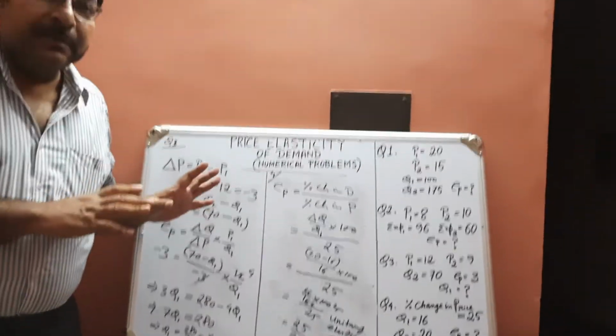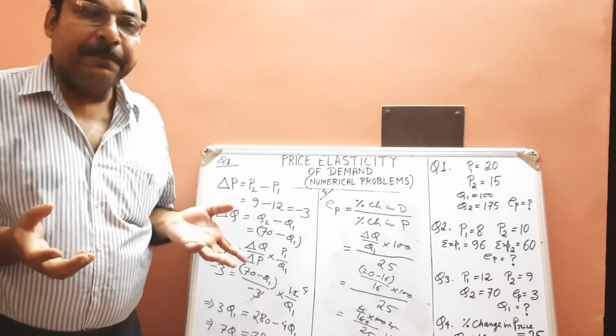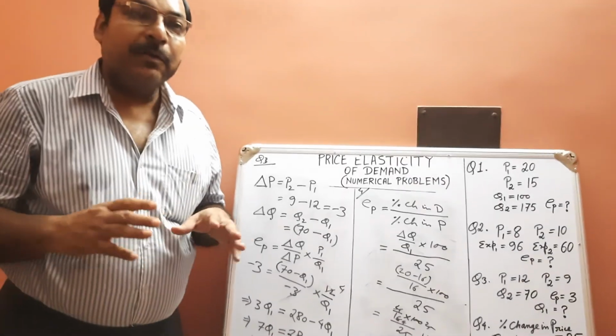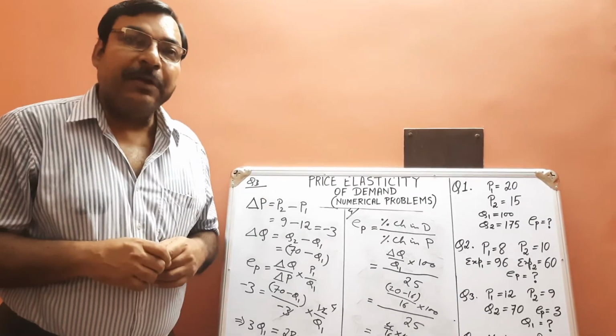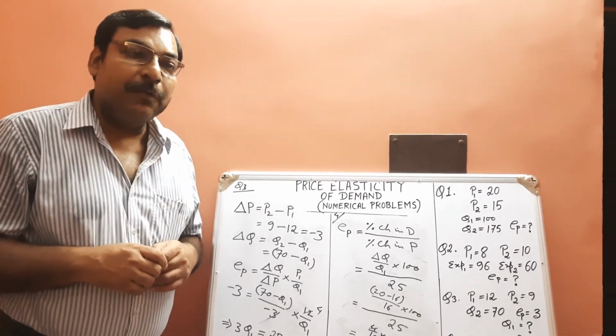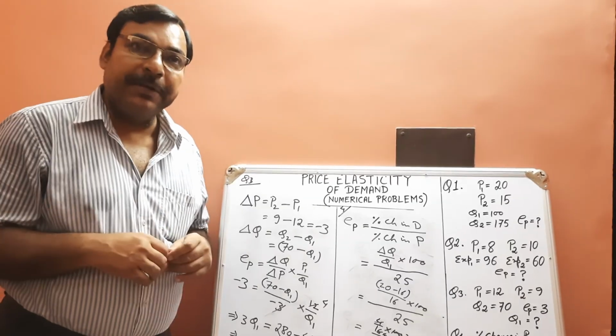So we have done 4 different types of sum. You go through your book and work out more sums. The more you practice, the greater will be your efficiency. So try to work out many other sums. If any problem, you tell me. Thank you.